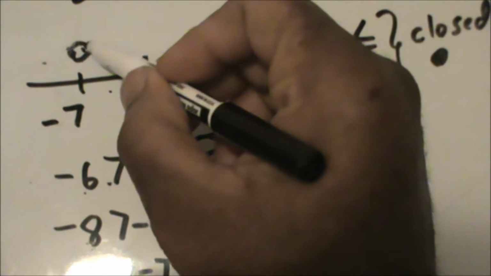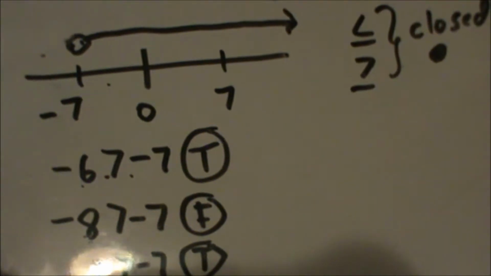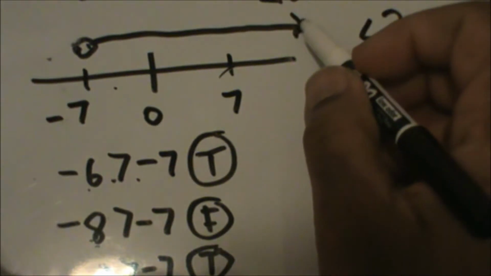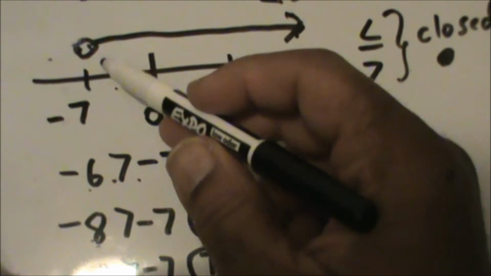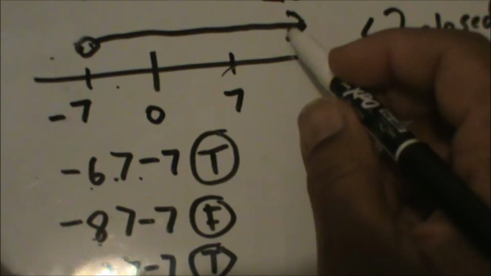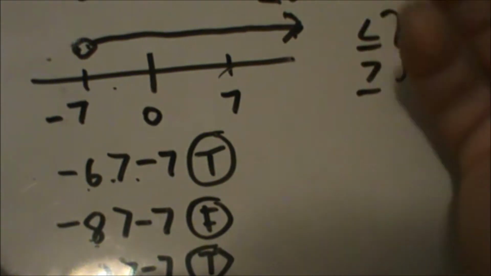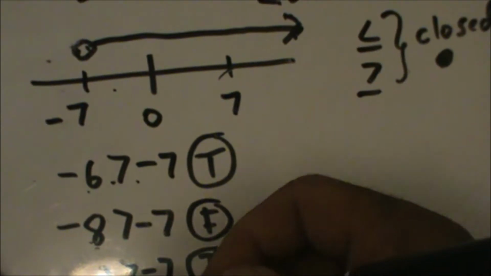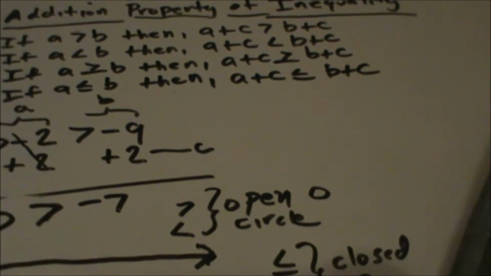So your graph with the open circle will go to the right all the way. If you want to put an arrow at the end, that's fine, but don't stop. This represents that all the numbers greater than negative 7 go towards infinity. This is what the graph should look like. Go towards infinity, and just keep it going. That's what it means. Okay, let's do another one. I'm going to erase this.